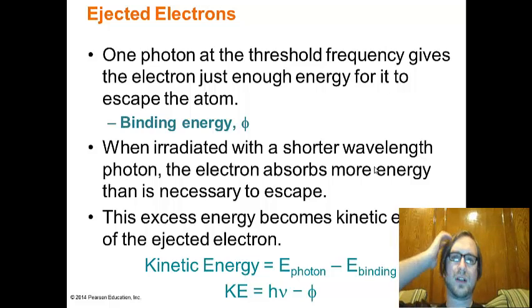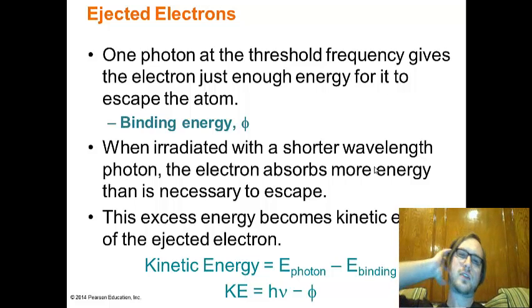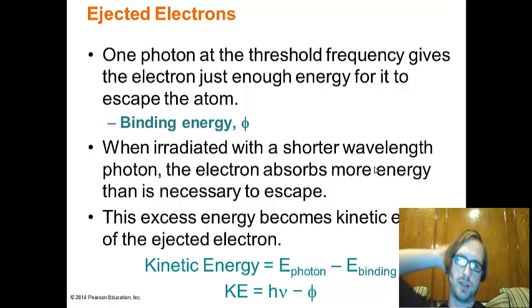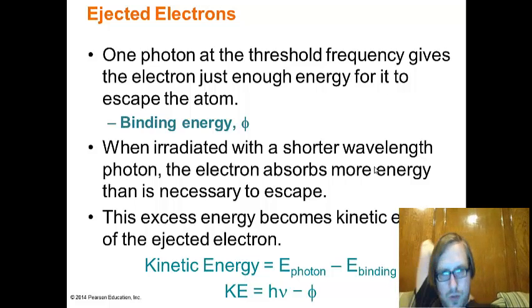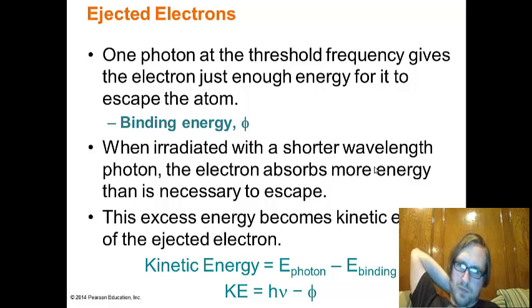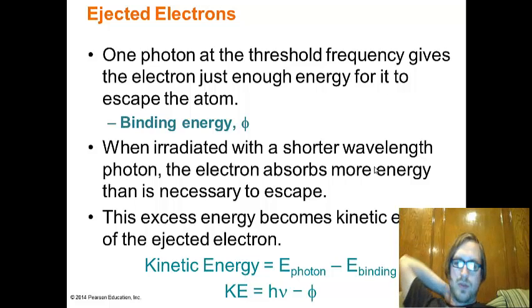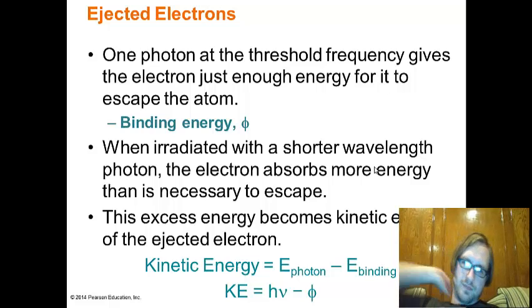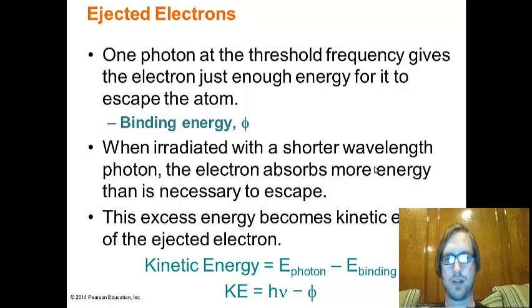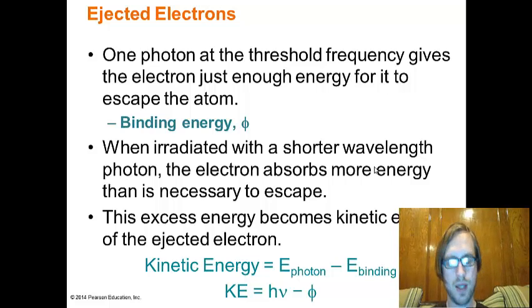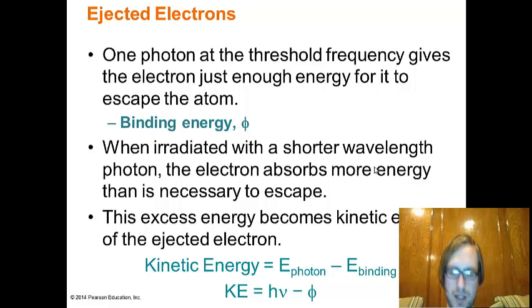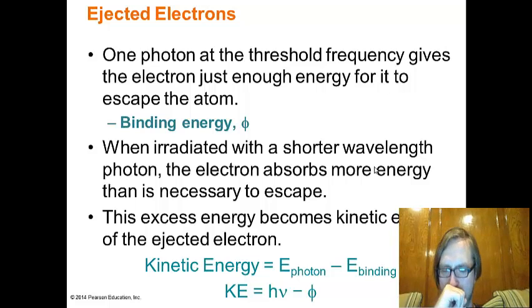So one photon at the threshold frequency gives the electron just enough energy to escape the atom. That's its binding energy. When irradiated with a shorter wavelength photon, shorter wavelength means higher frequency, the electron absorbs more energy than is necessary to escape. So any extra energy above the energy it needs to escape becomes kinetic energy. This is the rate at how fast electrons are being ejected.